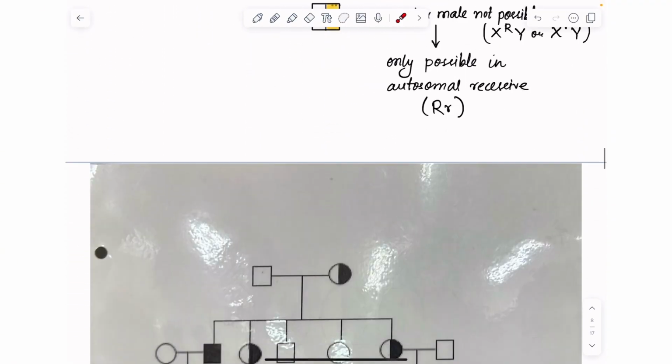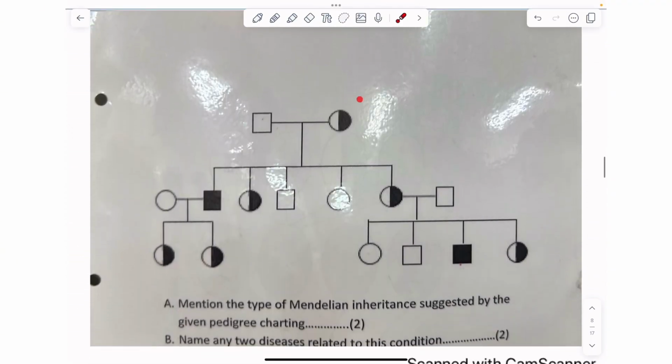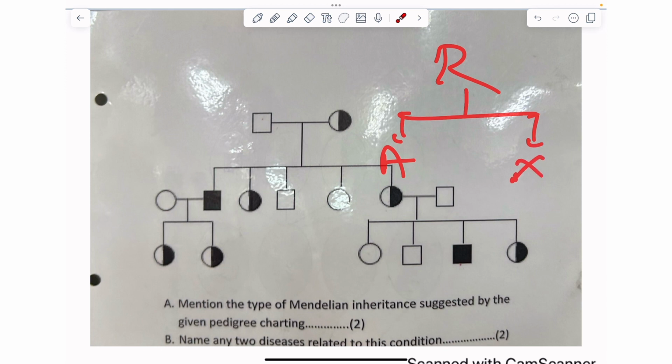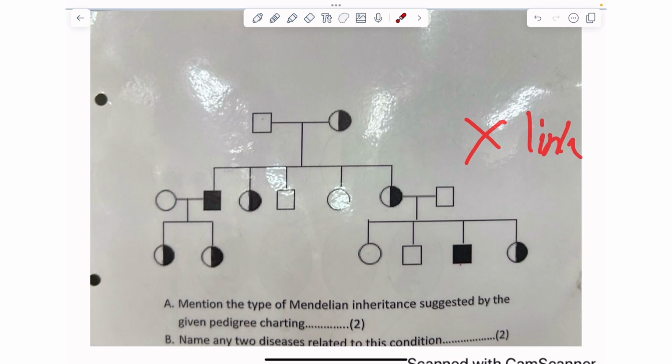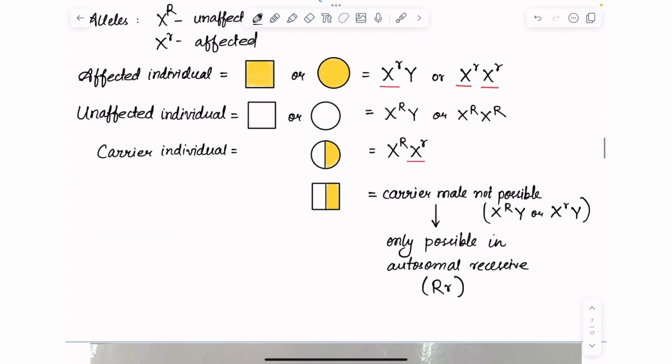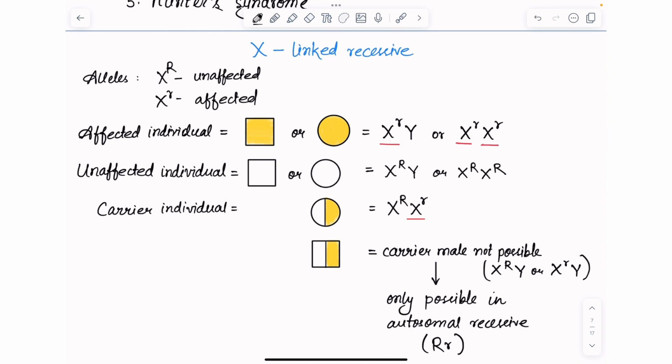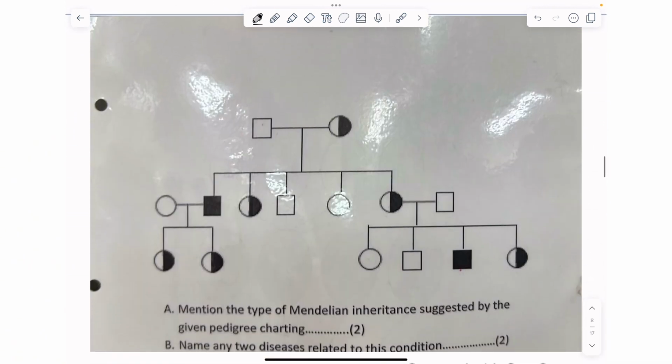Okay, let's continue with X-linked inheritance. So here, carriers present, yes, that means recessive, autosomal or X-linked. It can either be autosomal or X-linked. Let's check for X-linked. In case of X-linked recessive, here are the facts you need to know. You have an unaffected male. So the allelic pair he is going to have is obviously X capital R Y. This is X-linked recessive.